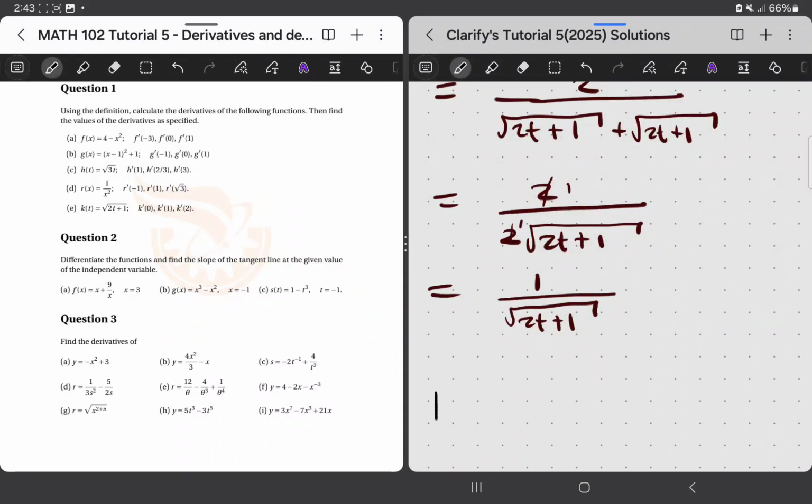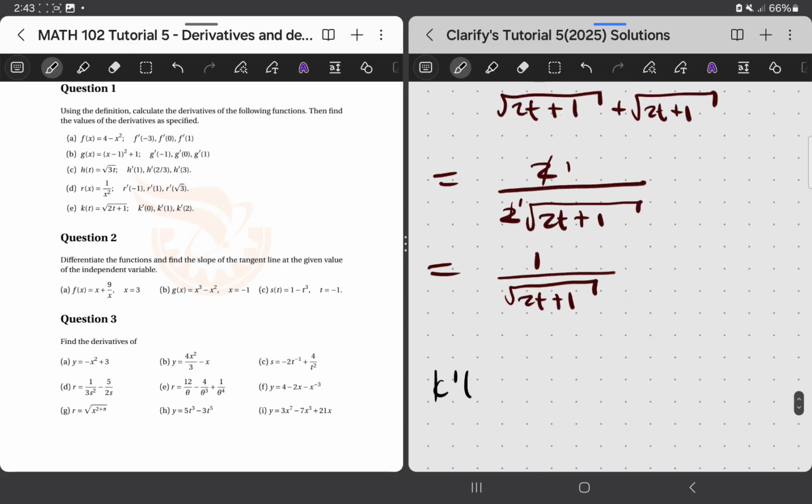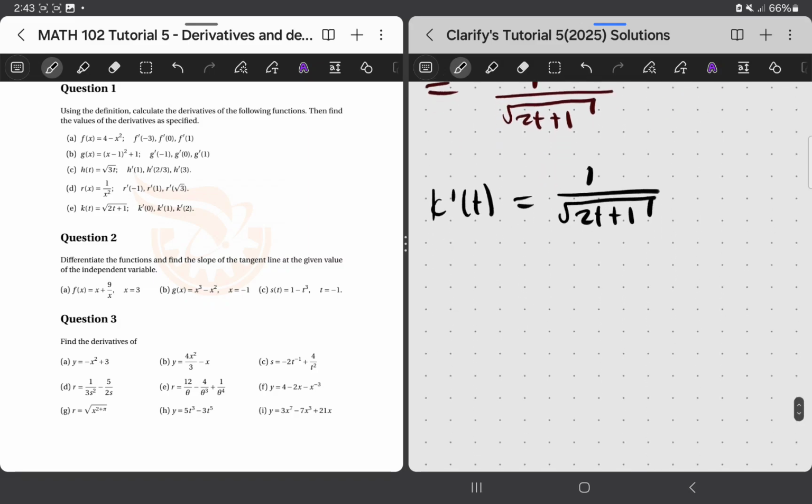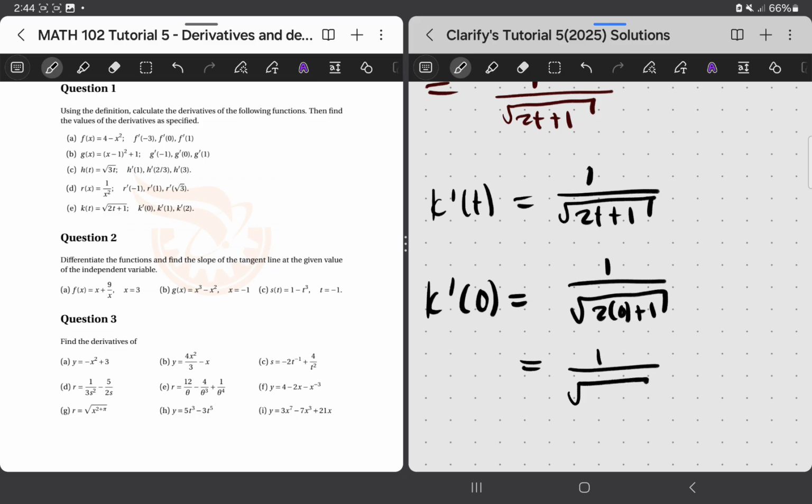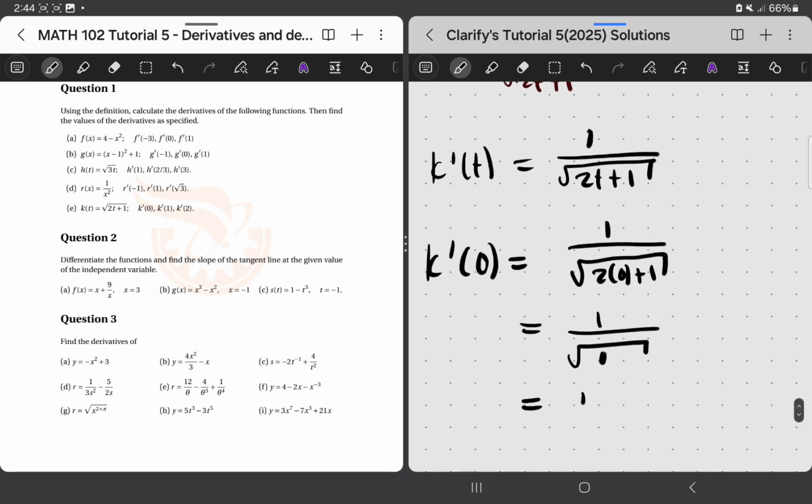Now we can say that k prime of t is going to be 1 over the square root of 2t plus 1. Now that we have it, it makes it very simple for us. We say k prime of 0, that means wherever there's t, we are putting 0. It'll be 1 over the square root of 2 by 0 plus 1, which is 1 over the square root of 1. And this is just going to be 1.